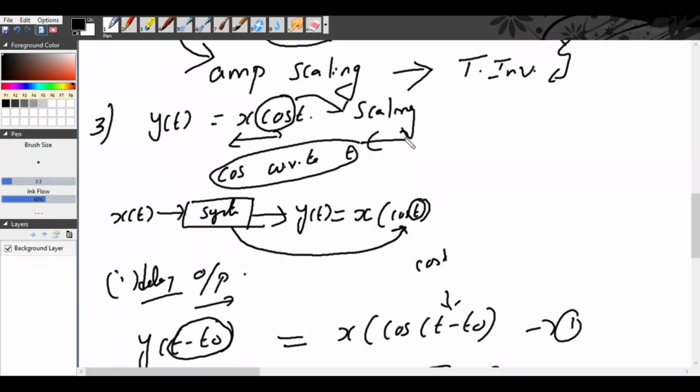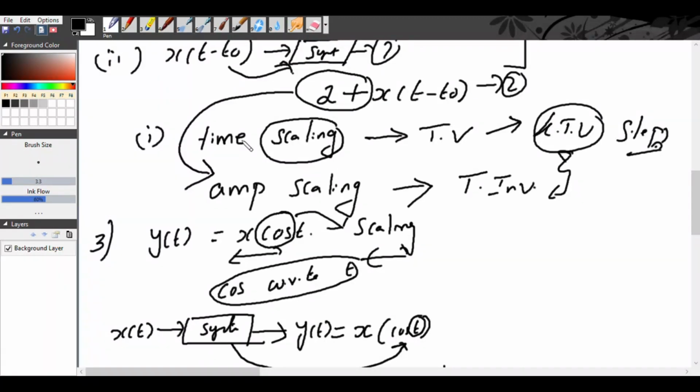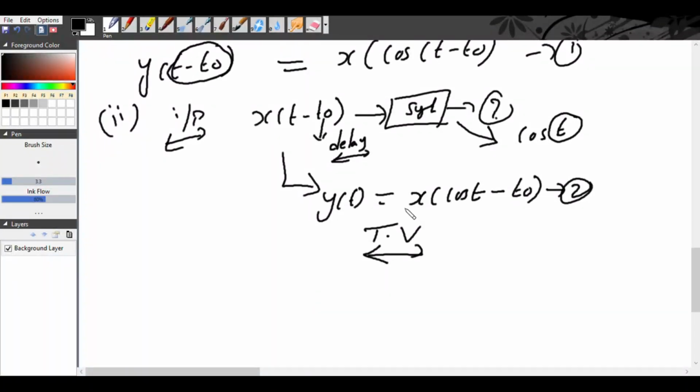So just now we concluded two important tips actually. Whenever some time scaling is happening, we call that equation as time variant. So that is proven one more time. So I am giving you a homework, fourth problem. Y of t is equal to x of tan t.